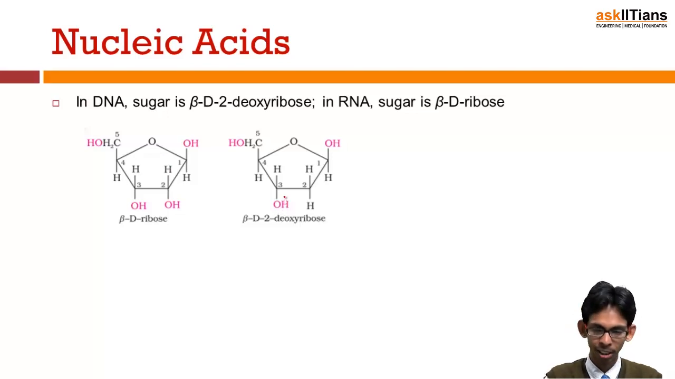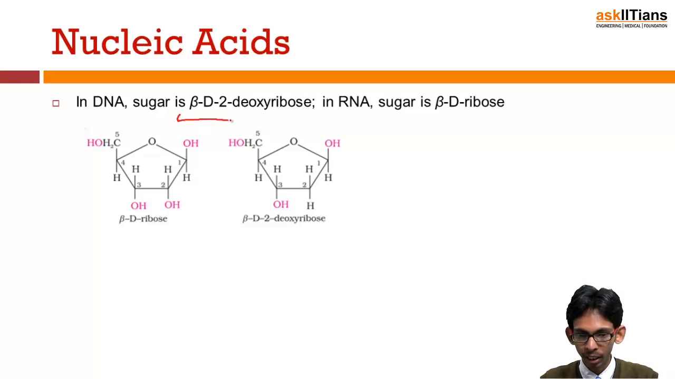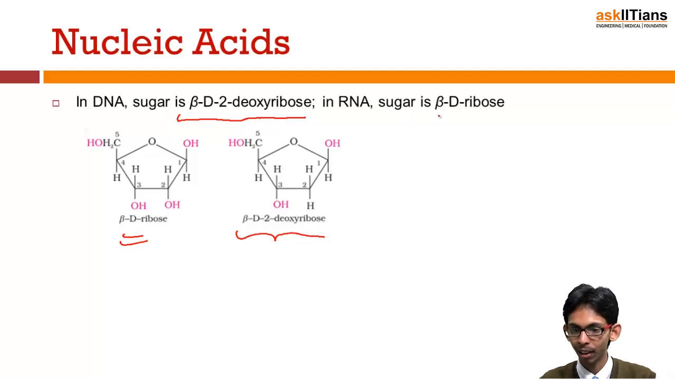And we know there are two types of nucleic acid: deoxyribonucleic acid DNA and ribonucleic acid RNA. So what is the difference between these two? In DNA there is a beta-D-2-deoxyribose. So this is beta-D-ribose, and this is beta-D-2-deoxyribose. In case of RNA it is beta-D-ribose. In case of DNA it is beta-D-2-deoxyribose. So this is ribose actually, and this is 2-deoxyribose. This is the way they are.